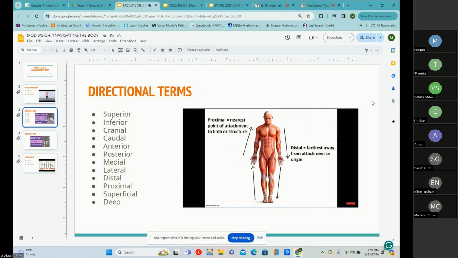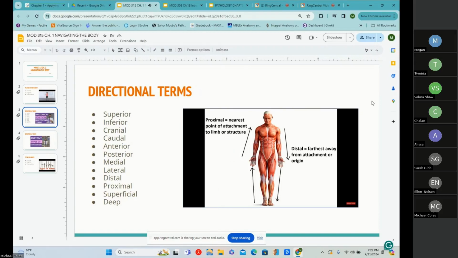Next, we have distal and proximal, which relate to the attachment point or origin of a structure to your body, such as your arms and legs attaching to your trunk. Distal means away from or farthest from the attachment point of the structure. You literally go the distance with distal. And proximal is the opposite of distal.